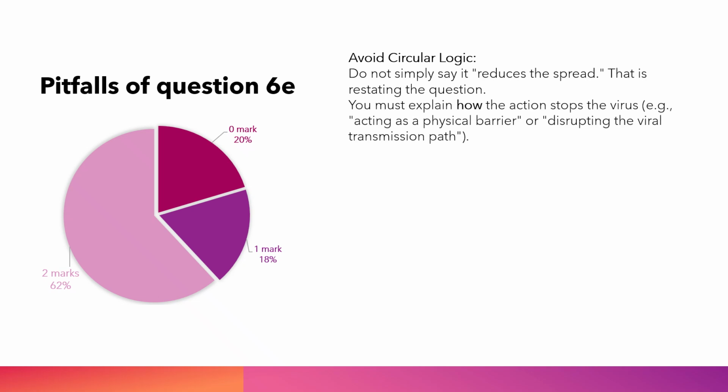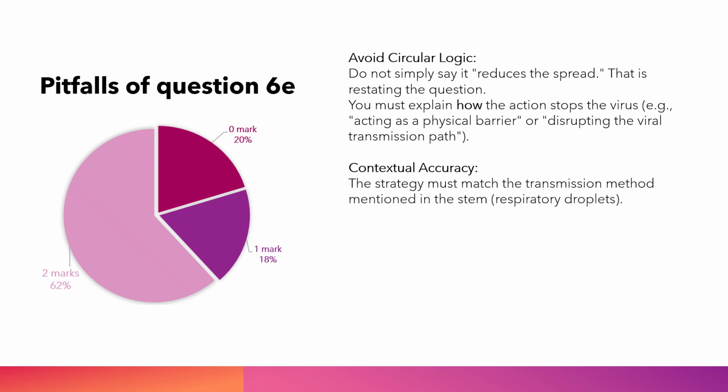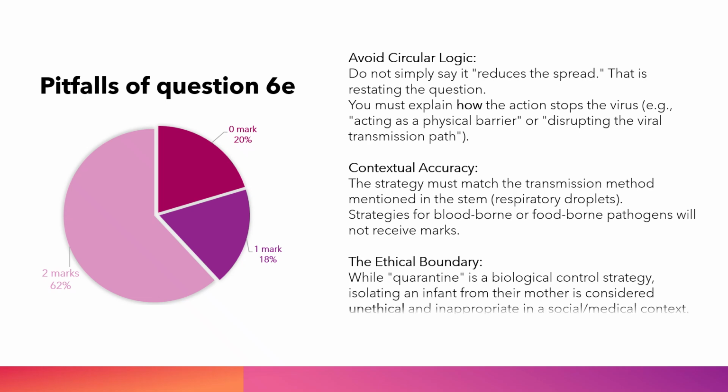You must explain how the action stops the virus, e.g., acting as a physical barrier, or disrupting the viral transmission path. Contextual accuracy. The strategy must match the transmission method mentioned in the stem, respiratory droplets. Strategies for blood-borne or food-borne pathogens will not receive marks. The ethical boundary. While quarantine is a biological control strategy, isolating an infant from their mother is considered unethical and inappropriate in a social and medical context.